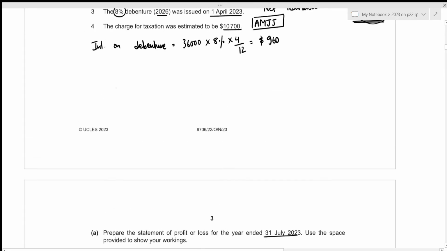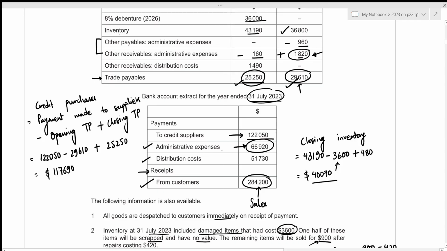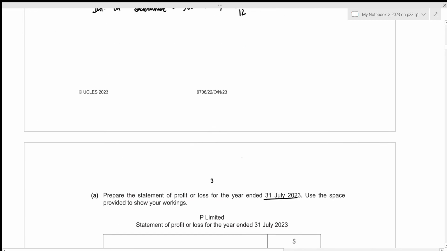Then our other expense was our distribution cost. So again, we start with the amount given in our payment section. So that's 51,730. Then we need to adjust for the other receivables of distribution cost. Again, the format is similar to what we did for administrative expenses. We will be adding the opening value, which is not given in this case. Then we'll be subtracting the closing value. So we just need to subtract 1,490 from 51,730. Let's do that.